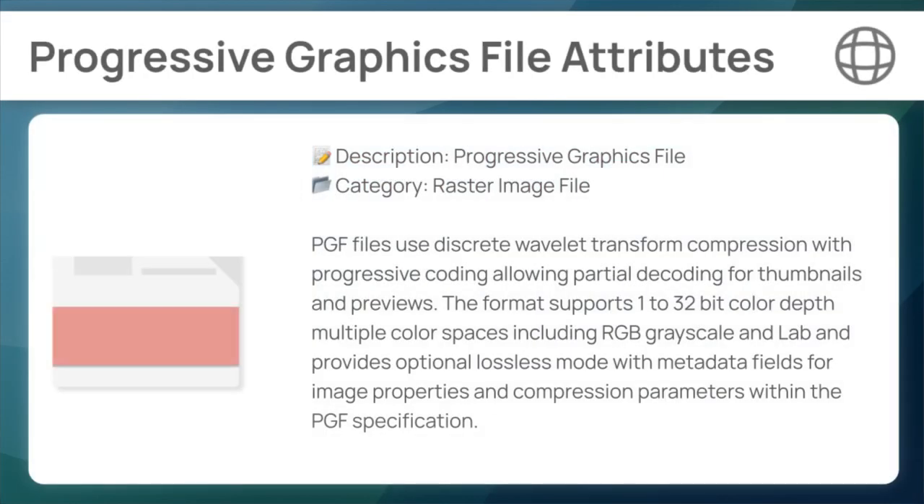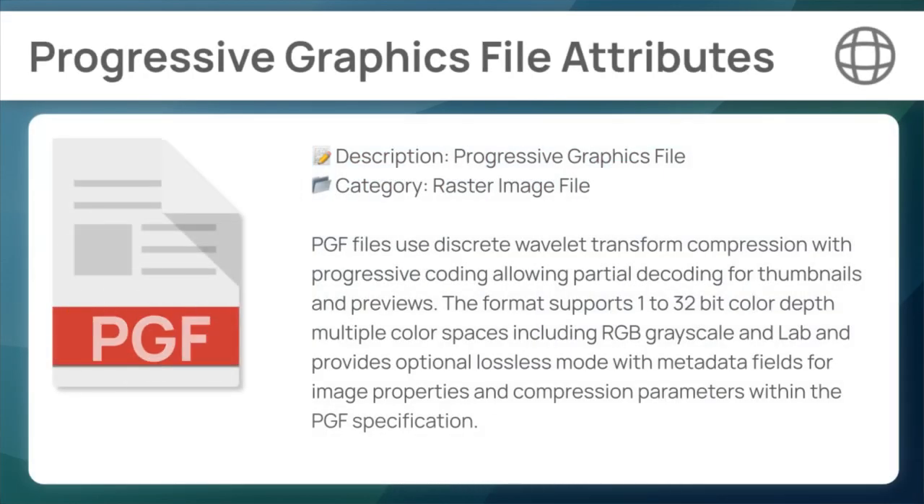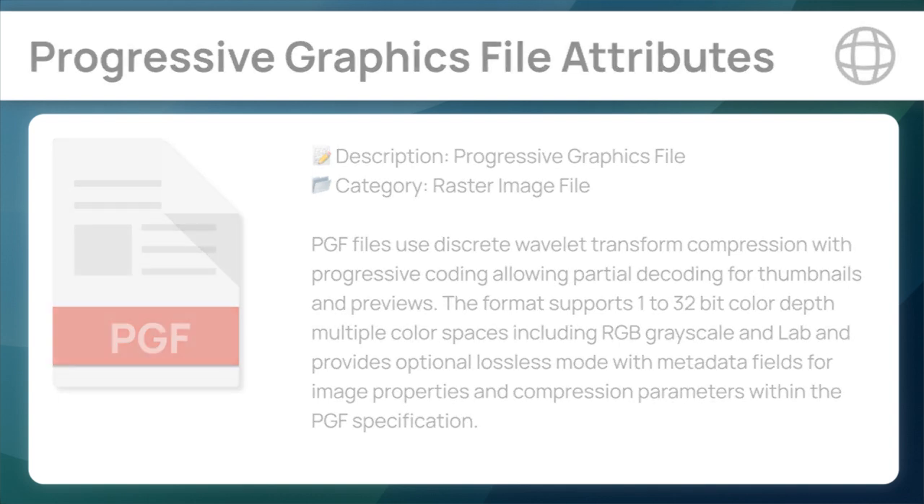PGF files use discrete wavelet transform compression with progressive coding, allowing partial decoding for thumbnails and previews. The format supports 1 to 32-bit color depth, multiple color spaces including RGB, grayscale, and Lab, and provides optional lossless mode with metadata fields for image properties and compression parameters within the PGF specification.